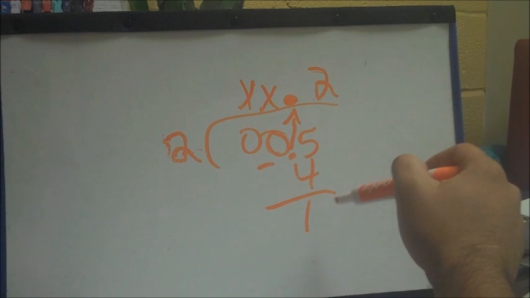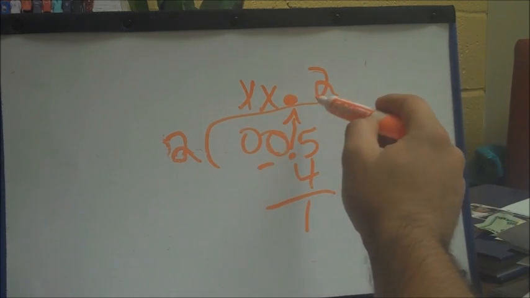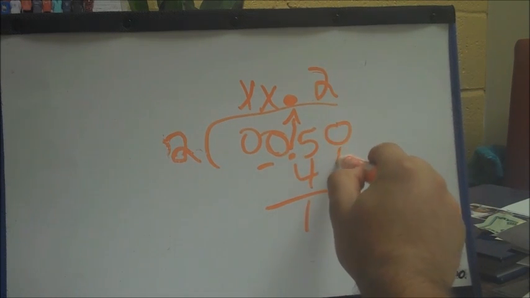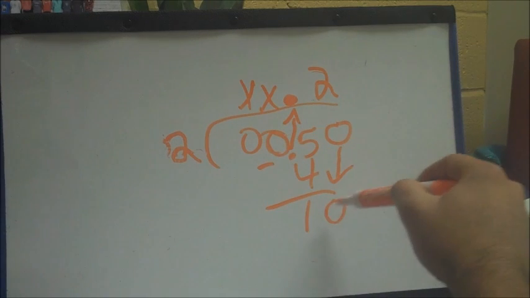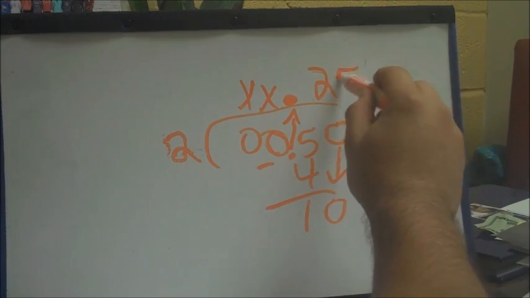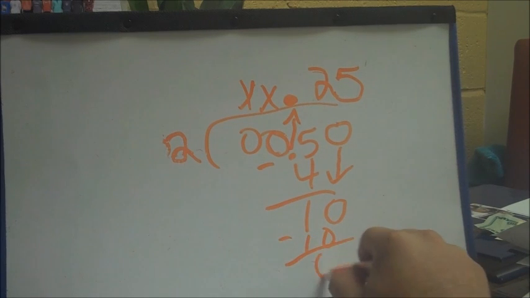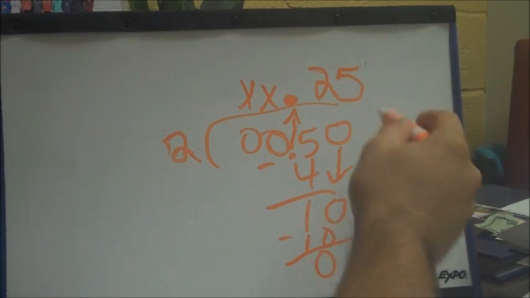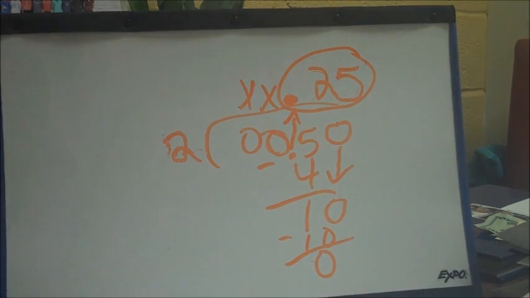And remember, I can't finish or just leave this as a remainder of 1 because now we're working with decimals. So in order to finish solving the problem, I'm going to have to annex a 0 and bring that down. Now I'm left with how many times will 2 go into 10? Well, that's going to end up being 5. 2 times 5 is 10. And now, since we're zeroed out, we're done, and our answer is going to be 0.25 or 25 hundredths.